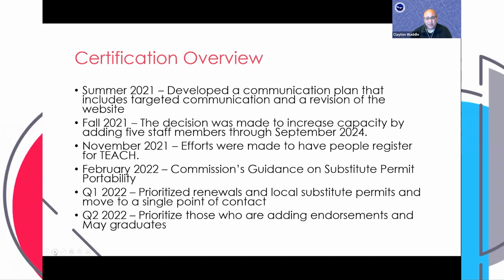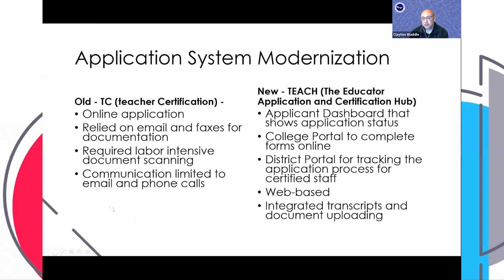In Q1 of 2022, which has passed now, our main objective was to prioritize any renewals or local sub permits. A lot of the renewals that we did in the first quarter of 2022 were really short form renewals, which means people aren't making any changes. They're just renewing based on experience. And then we're in quarter two already. And right now we're trying to prioritize folks who are adding endorsements or are May graduates. So we have several of our May graduates who have already applied for their certificate.